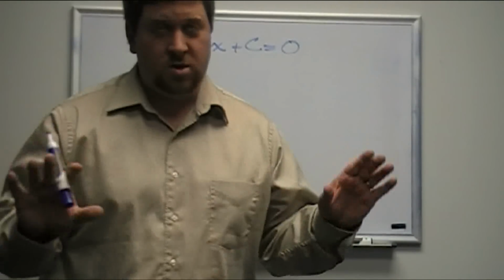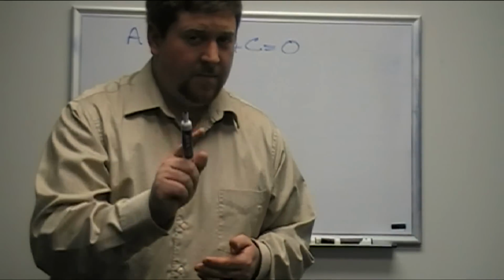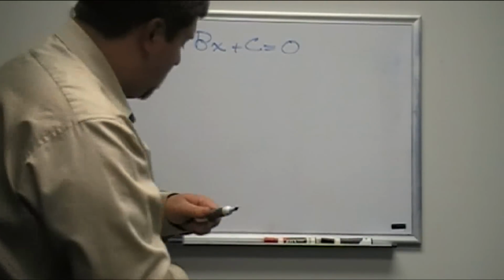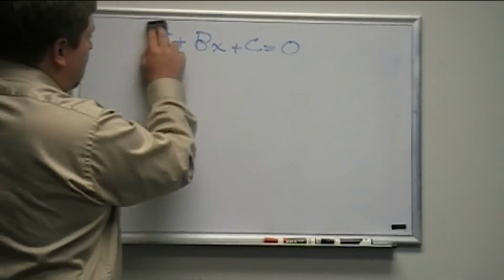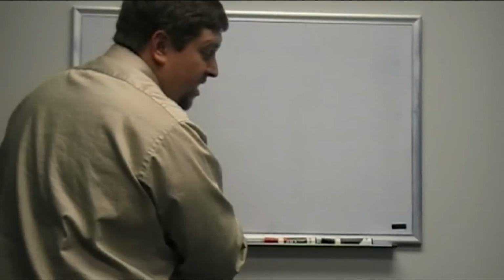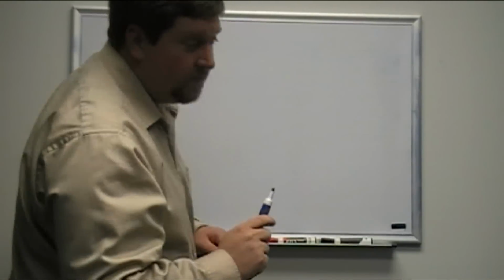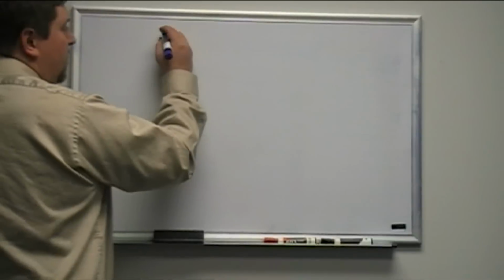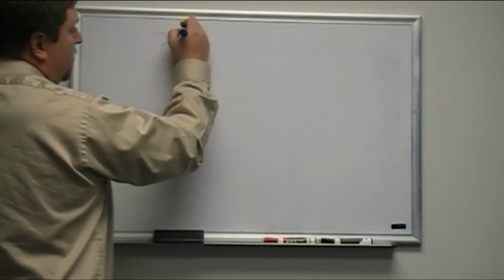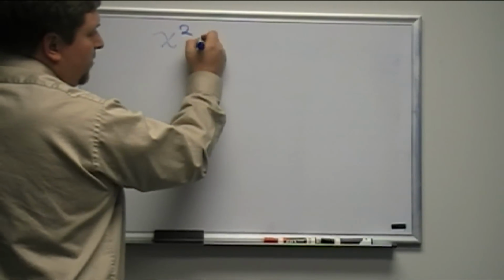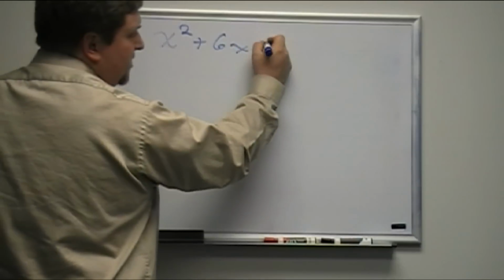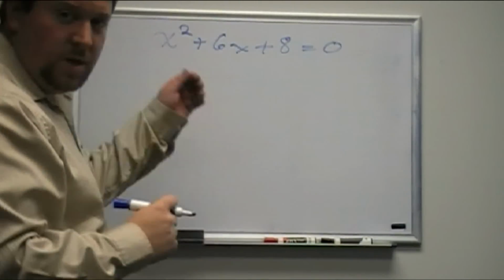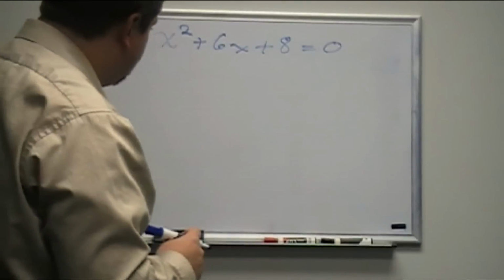Quadratic formula is great, it always works. However, the easiest method is factoring. So, I would suggest that you always try factoring first. Now, let's look at an example. Here's one problem. x² plus 6x plus 8 is equal to 0. We need to factor this problem.